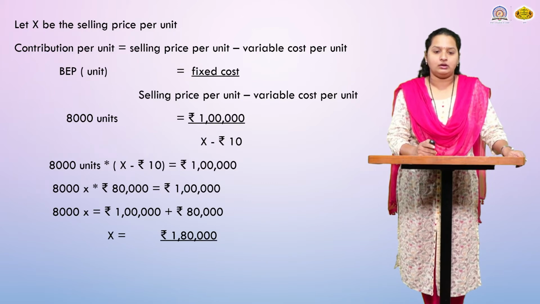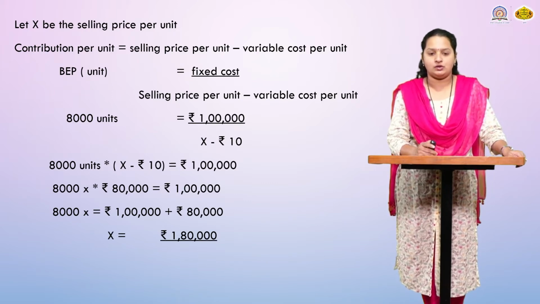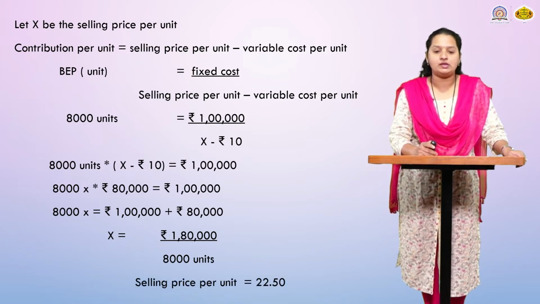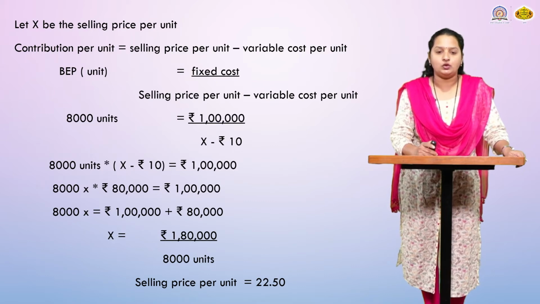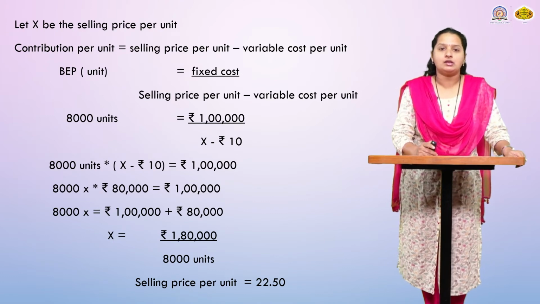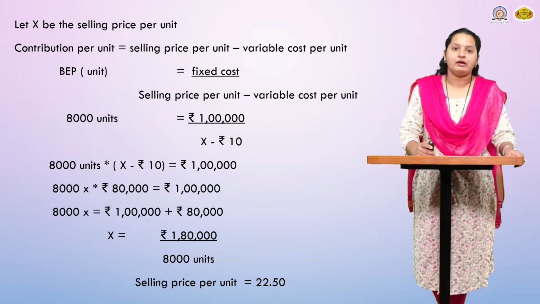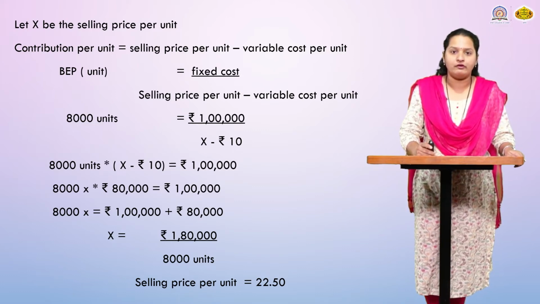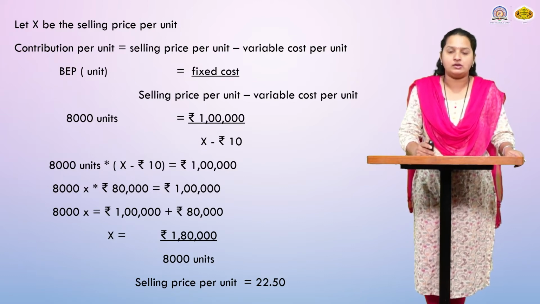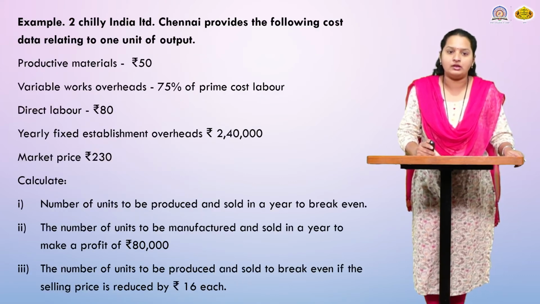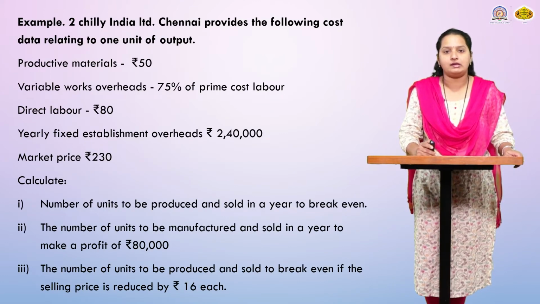So we got X is equal to rupees 1 lakh 80,000 upon 8,000 units. So our new selling price will be rupees 22.50. In this way we have calculated the new selling price per unit, where the BEP units is already given in the example. The BEP units was given as 8,000. We didn't have the actual selling price with us, so we have assumed the selling price per unit as X, and according to that we have put the formulas and solved the example.